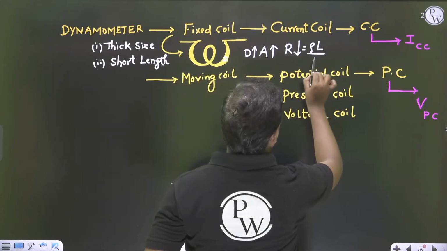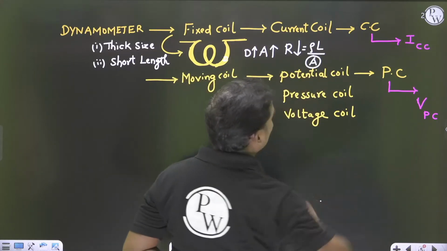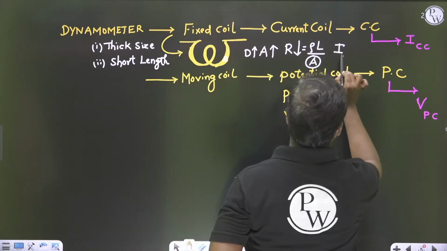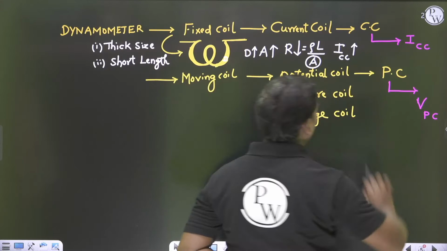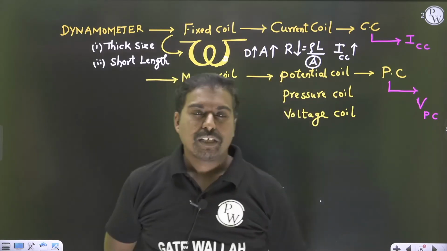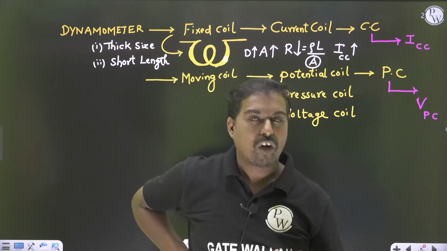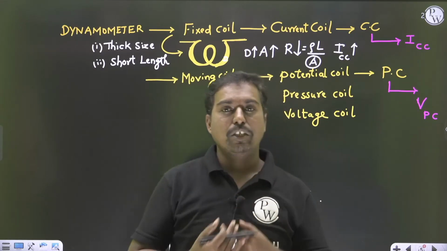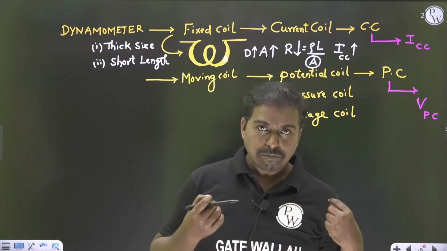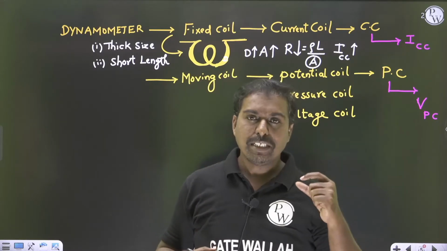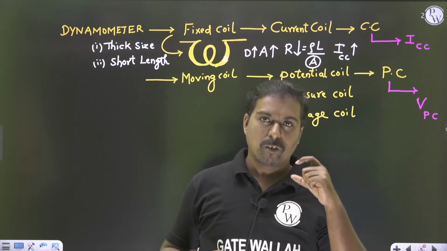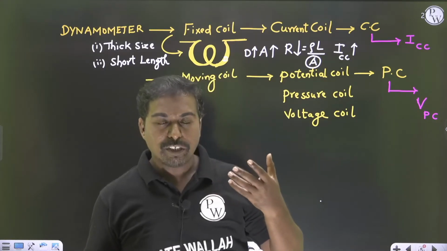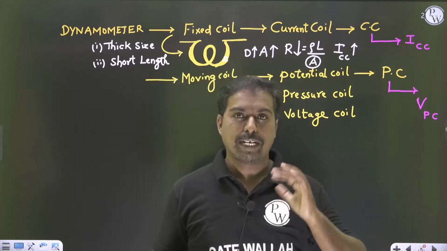R is equal to rho L by A. When area is more, resistance is less. When resistance is less, the current passing through that particular coil will be more. So that's why the fixed coil is called the current coil, because its constructional feature is such that it will allow the current through it, its cross-sectional area is more, it is thick in size. When diameter is more, resistance is less, it allows more current.